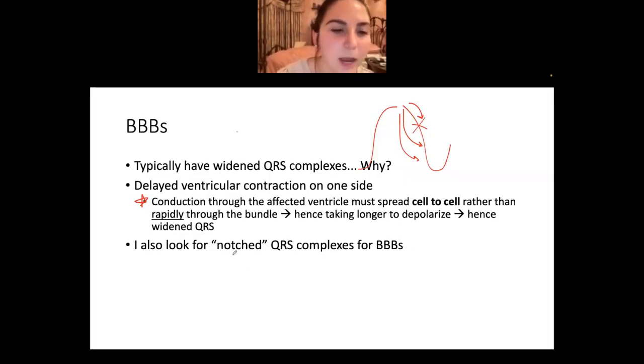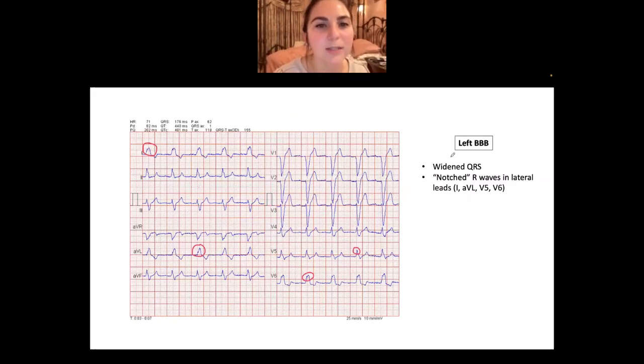Okay. And then I also look for notched QRS complexes for bundle branch blocks. And the reason why too is because just by definition, one side's going to be totally fine. One side's going through the bundle. So one side's going to be a lot quicker than the other side. So on an EKG where the QRS complex is all of ventricular depolarization, it's almost going to look like one side is happening before the other. And then you can see notching to the QRS complex. So just as an example, this would be a left bundle branch block. You can note it without even looking at specific leads. Just look at the QRS, they're very, very wide.